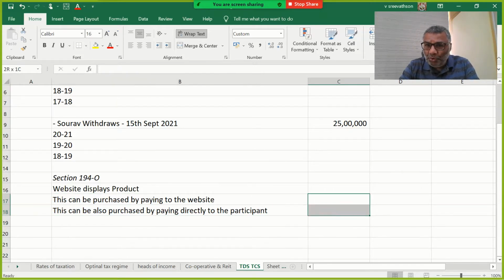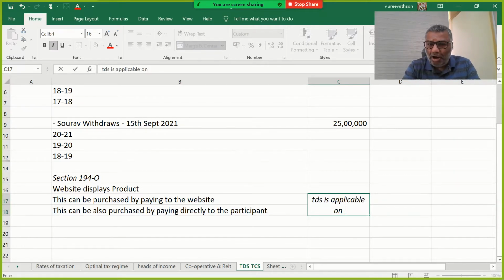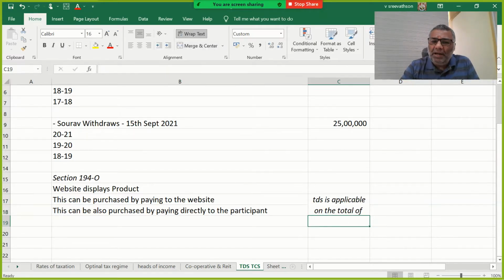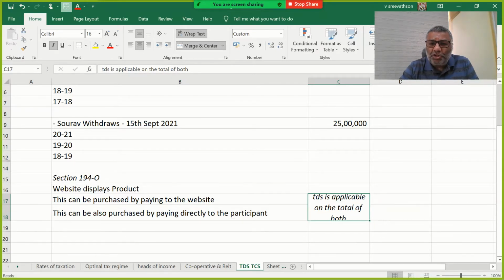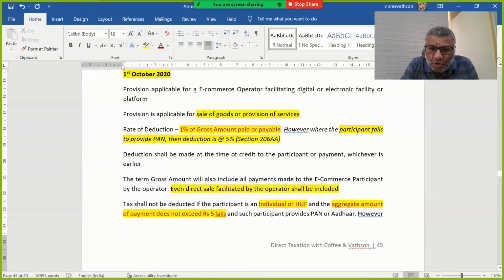Now this law says TDS is applicable on the total of both. It is not on any one thing; TDS is applicable on the total. The term gross amount will also include all payments made to the e-commerce participant by the operator. Even direct sale facilitated by the operator shall be included.